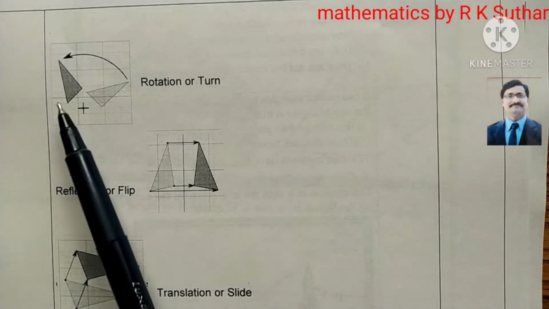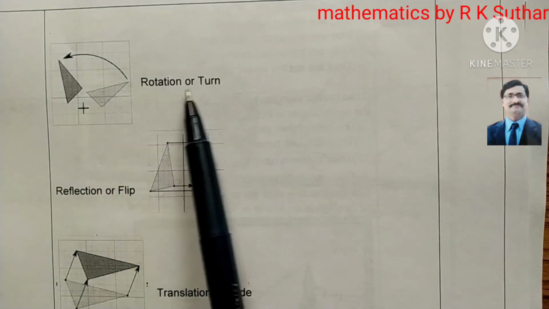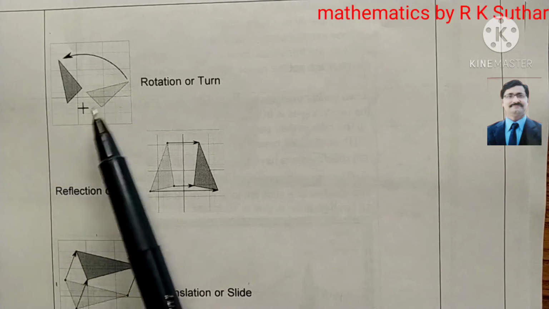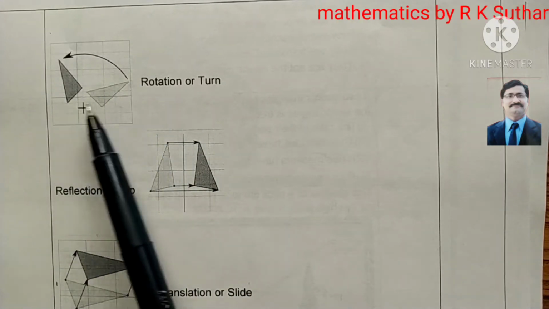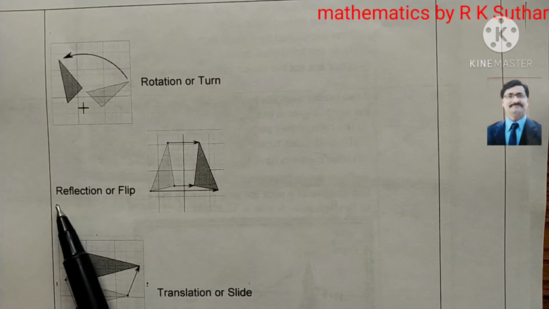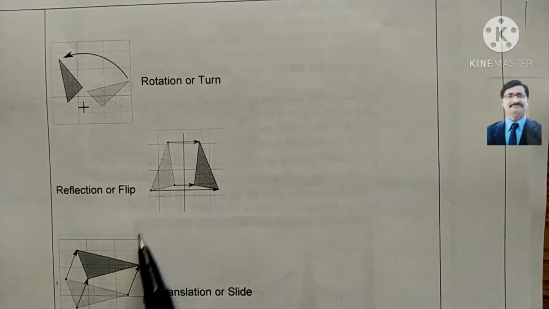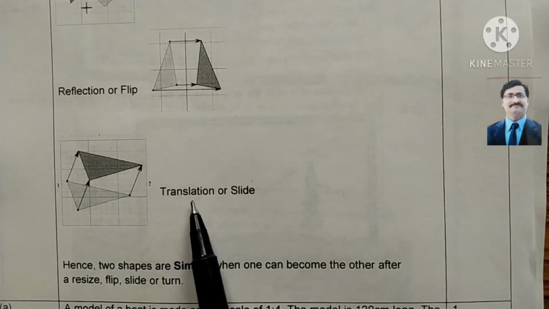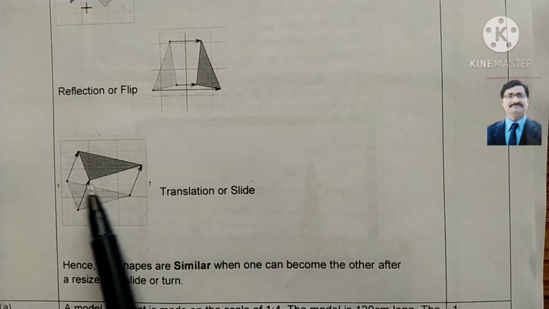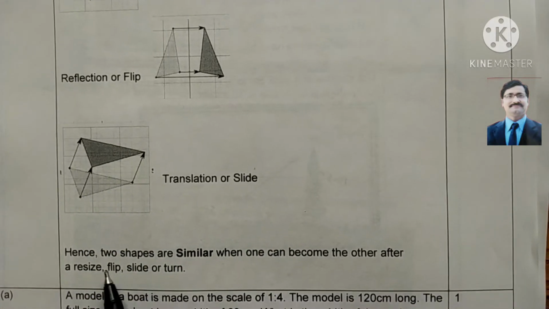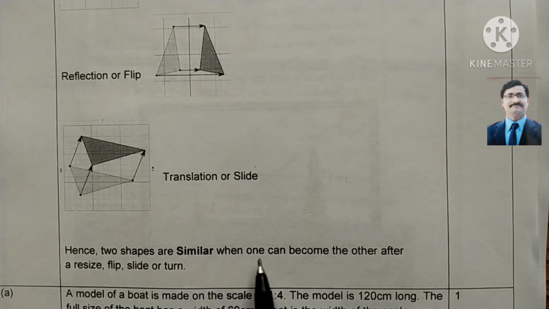Look here, the similar shape can be a rotation or a turn. If you do the rotation or the turn, you will get similar figures. Look here, if you do the reflection or the flip, then also these are similar. And here we can see the translation or the slides. These are also similar figures. Hence, two shapes are similar when one can become the other after a resize, flip, slide or turn. In this case, all of you understand.